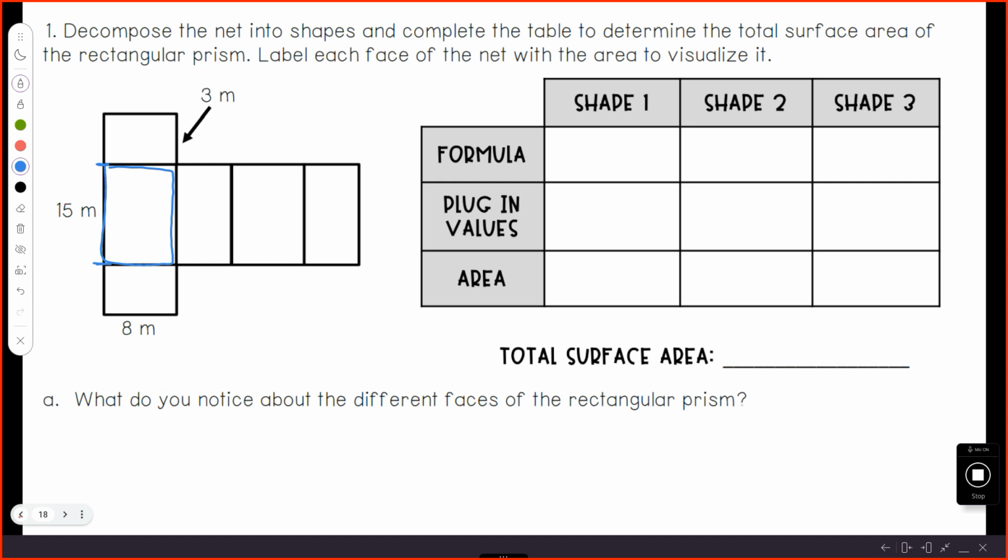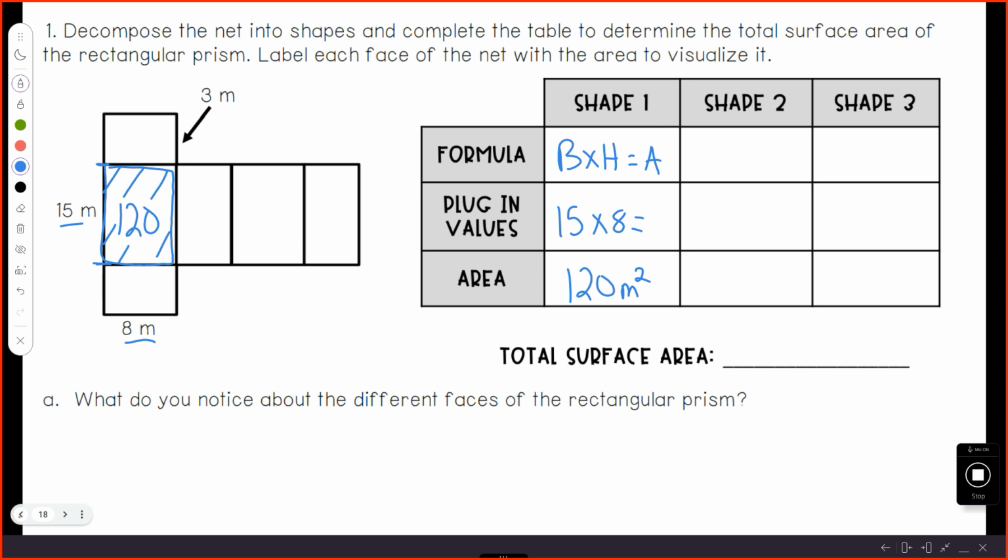The measurements of this one are going to be 8 and 15. So the formula to find the area of that shape is base times height, and the two numbers for that are 15 and 8. The answer to that is 80 plus 40, or 120 meters squared. So now I've found the area of that face.